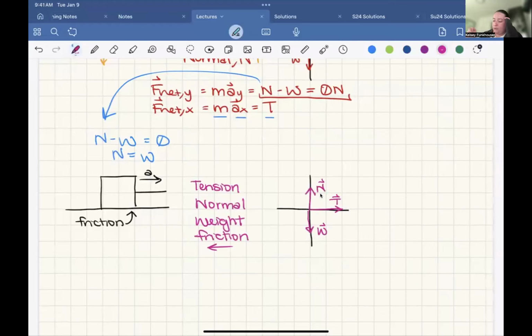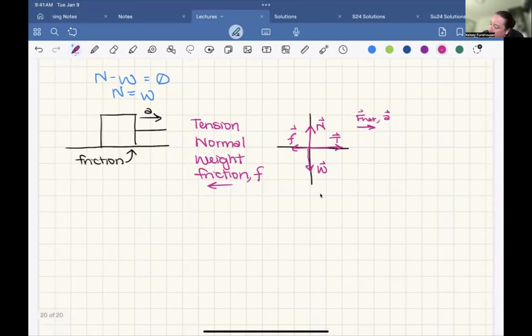And so to know how big friction should be, we just need to remember that our net force and acceleration are to the right. So the tension force needs to be bigger than the friction force. So we'll just draw it like half the size. And friction, sorry, is written as just like kind of a curly F. Okay, so that's our free body diagram.